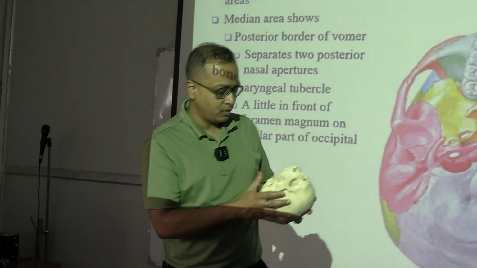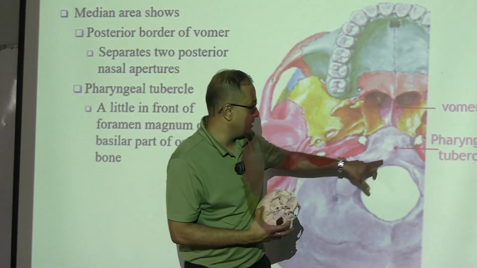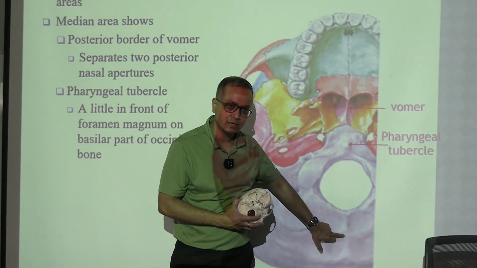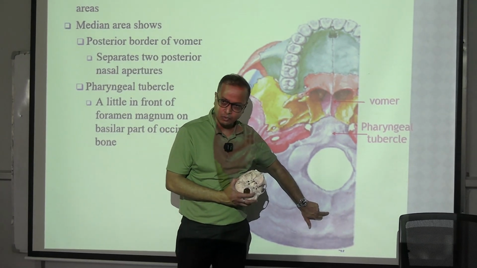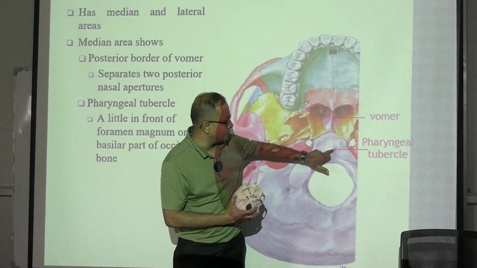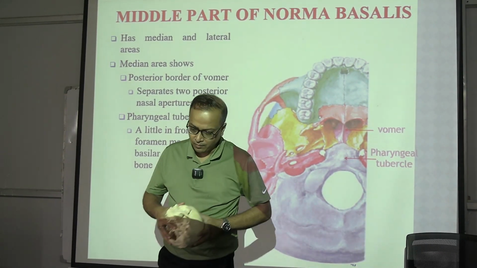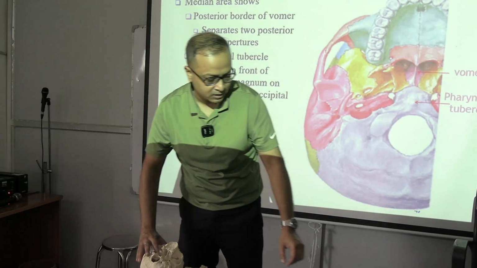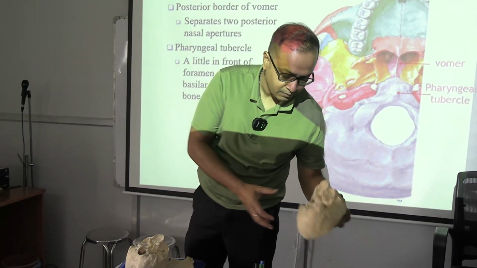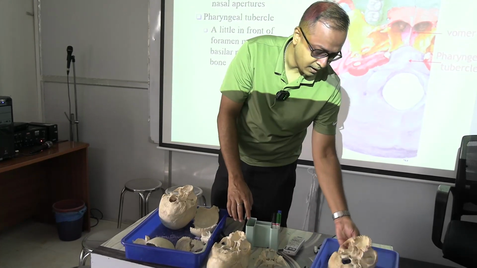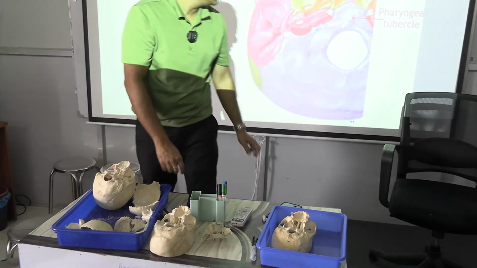This tubercle is present anterior to the foramen magnum. On the posterior side we have the posterior occipital protuberance. Anterior to it we have a bony midline projection like this. Everyone has this projection. So, if you just flip it, anterior to it we have a midline notch, we call it the pharyngeal tubercle.